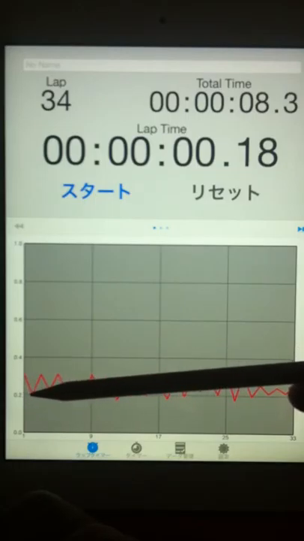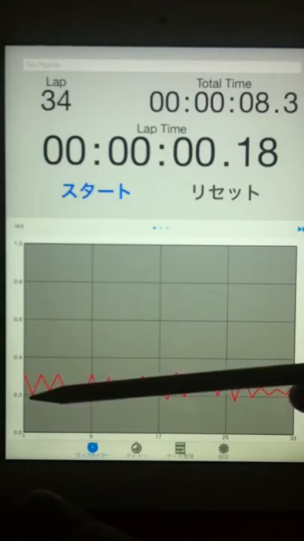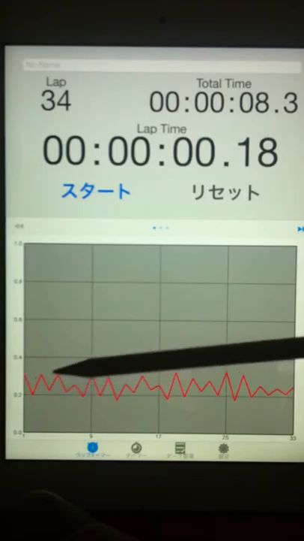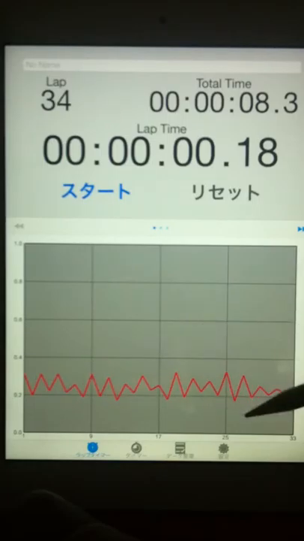It's 0.2 seconds, 200 milliseconds. Front, back.